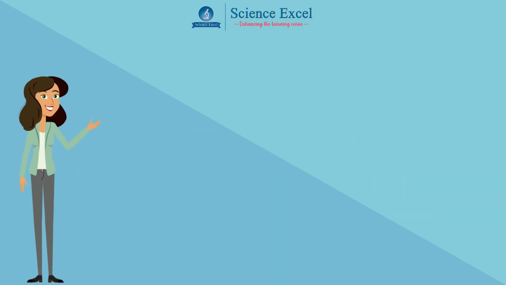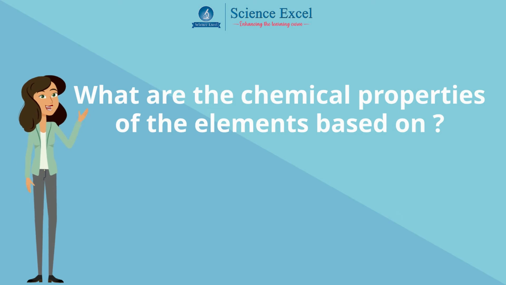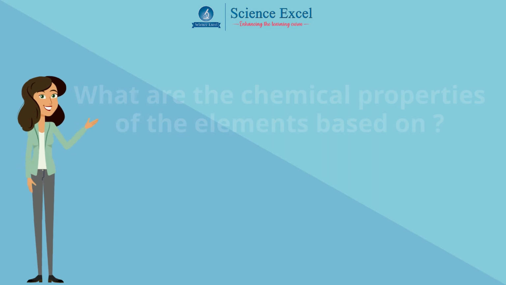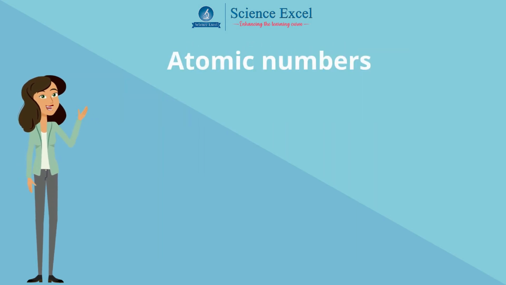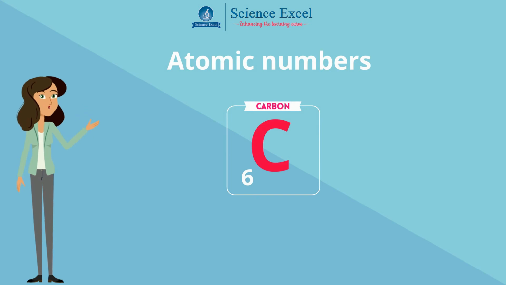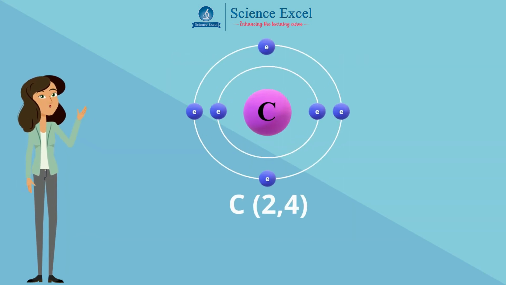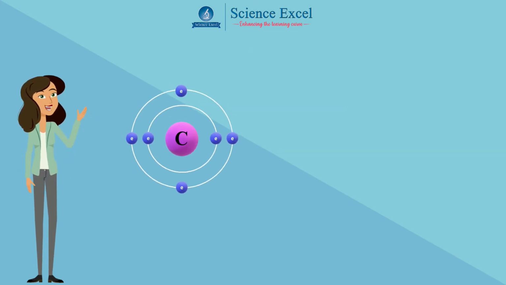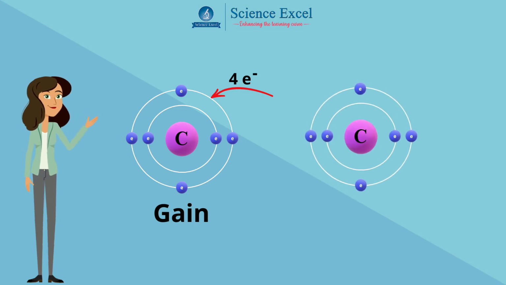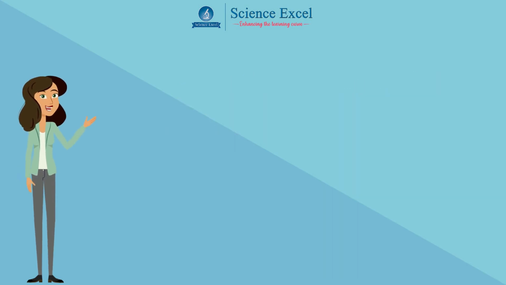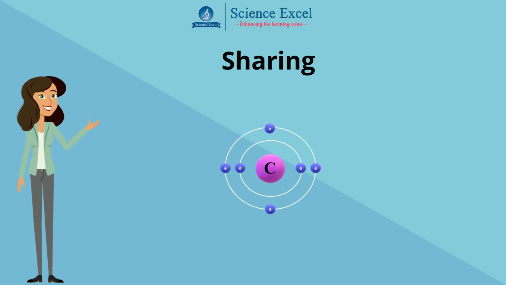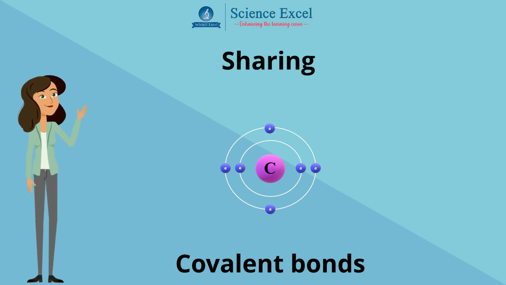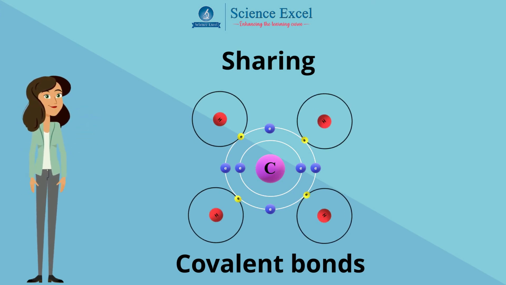Now, can you tell me what the chemical properties of the elements are based on? Yes, you are right if you said they are mainly based on their atomic numbers. Carbon has an atomic number of 6. That means its electronic configuration is 2 and 4. Now, to achieve stability, will carbon gain 4 electrons or will it donate 4 electrons? Well, the simplest way to achieve the octet state will be by sharing electrons by forming covalent bonds with other elements to make carbon compounds.